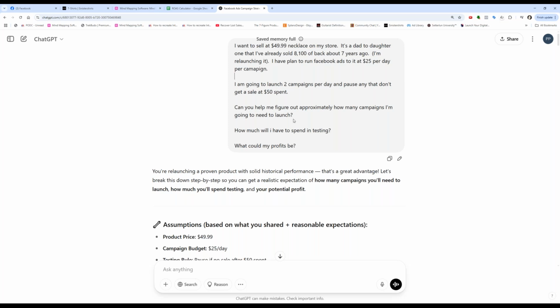I'm just going to walk through this real quick. I said, in my case, I want to sell at $49.99 a neck... I didn't even type it right. I totally have spelling mistakes in here. A necklace on my store. It's a dad to daughter one that I've already sold 8,100 units of about 7 years ago. I'm relaunching it. So you might be thinking, Will, what the heck were you doing for 7 years? Well, my supplier cut out the product from their company, and then the company that I was using actually closed recently. So now I'm revisiting this with another supplier.